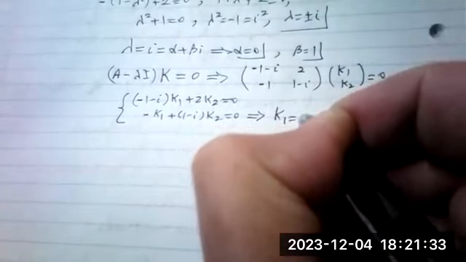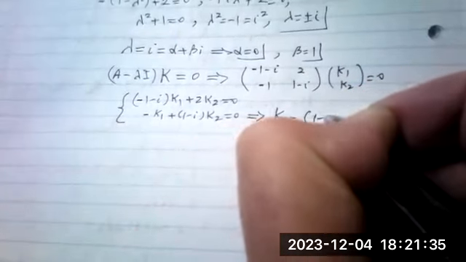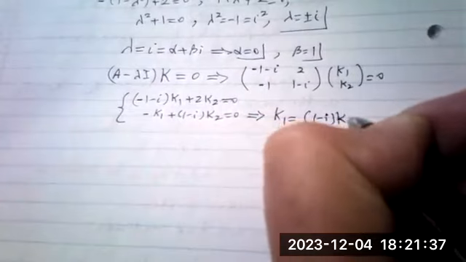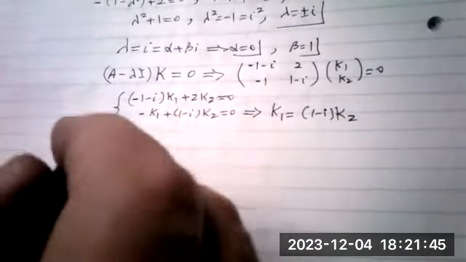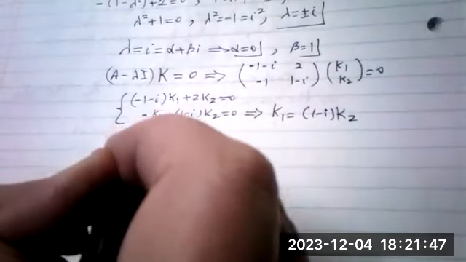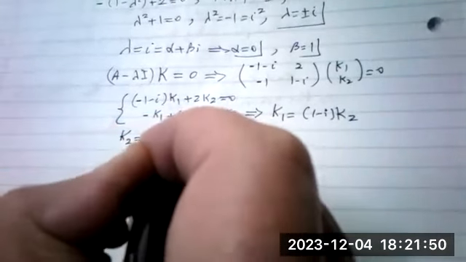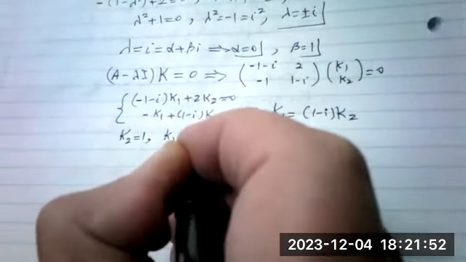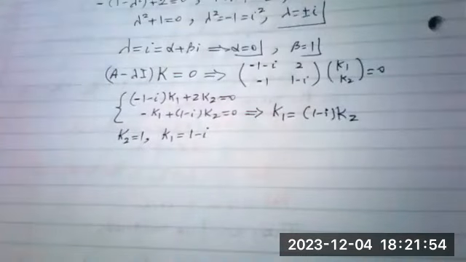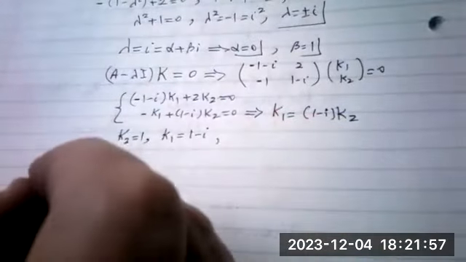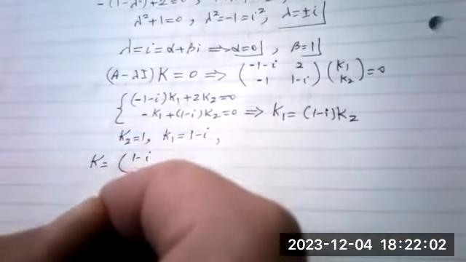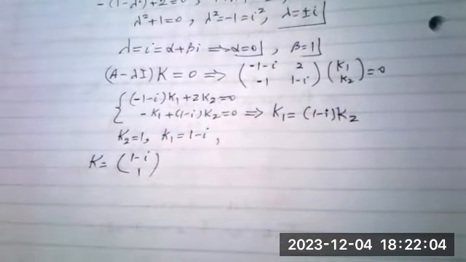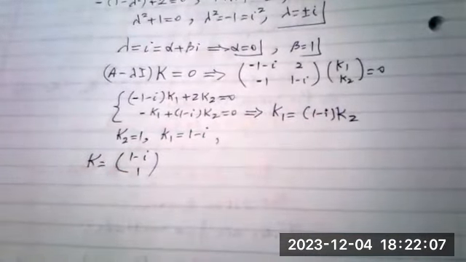So K1, it doesn't matter whichever, is going to be 1 minus i times K2. You pick 2 numbers to get this, which is true for all values. So I pick K2 to be equal to 1. So K1 is equal to 1 minus i. So the candidate for K is going to be equal to 1 minus i over 1. You know that you need the real part and the complex part of this one.